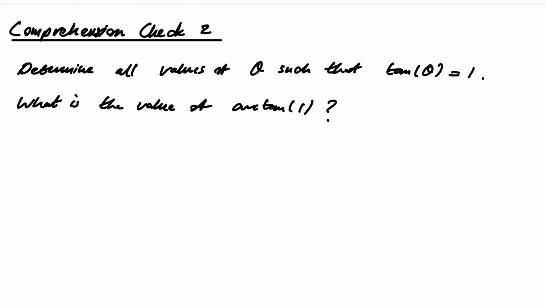Special values of theta such that tan of theta is equal to 1. And then let's think about what the value of arctan of 1 is actually equal to. This is a bit confusing because the arctan function is not a true inverse, it's only a partial inverse, remember, because we're restricting the domain of tan. But let's draw a unit circle so we can wrap our heads around the first part of the question.